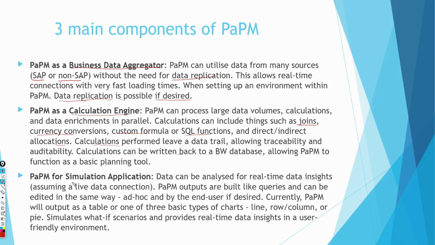Now, the third component of PAPM is the simulation application. Simulation means data can be analyzed in real time with the live data connection. PAPM outputs are built like queries and can be edited the same way, ad hoc and by the end user if desired. Currently, PAPM will output as a table and one of three basic charts. We can see the output of PAPM in the charts, or we can see a data grid, like data in a table. We can see a value flow also, like how the value is flowing from certain parameters to other characteristics. We can do what-if analysis also.